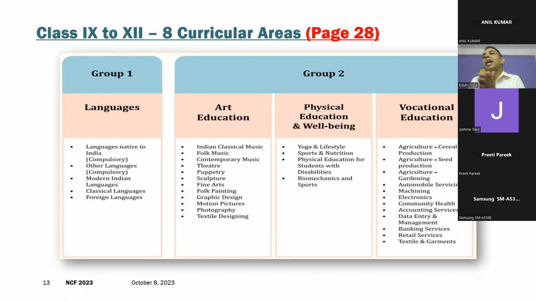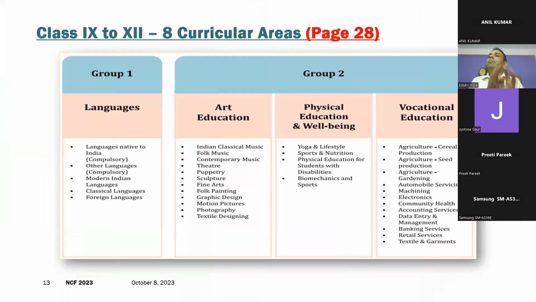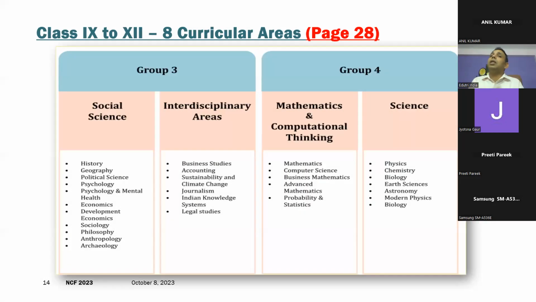Now, this is group 1 and group 2. Group 3, if you see, all the subjects related to commerce and social sciences are part of group 3. And all the subjects related to sciences, mathematics and science, are part of group 4. I'm repeating, group 1 is mainly language. Group 2 is mainly the additional part which bachcha do, art education, physical education, vocational education. Group 3, social science, commerce, and group 4 is science and mathematics. These are the four groups. Everyone should know there will be four groups.